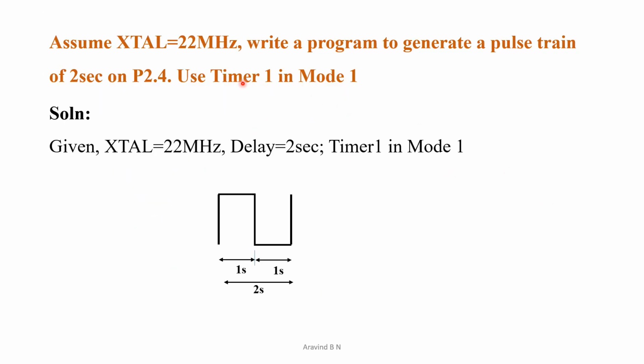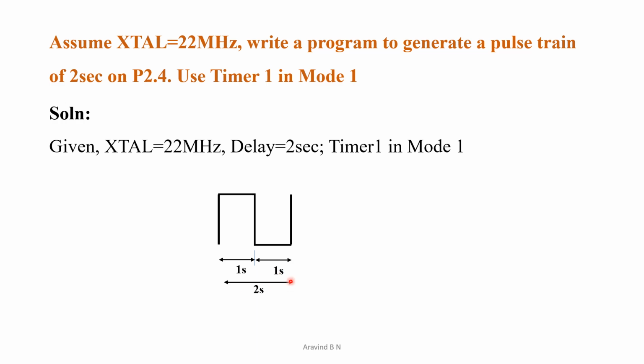Now this will be one more question. Assume the oscillator frequency is 22 megahertz. Write a program to generate a pulse train of 2 seconds on port P2.4. Use timer 1 in mode 1. I am leaving this for you to make a solution. Just note that the oscillator frequency here is 22 megahertz and the overall one pulse duration is 2 seconds. You can just split it into 1 second and 1 second, as good as a square wave. You can just try to work it out.